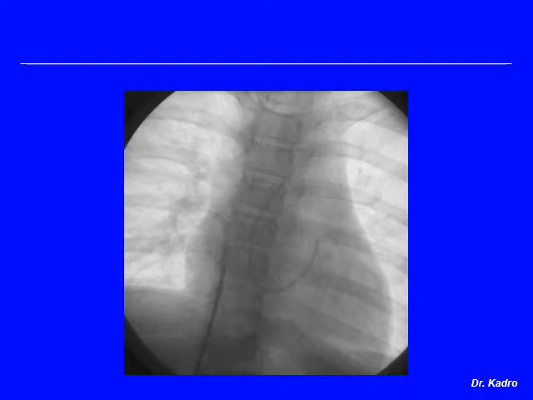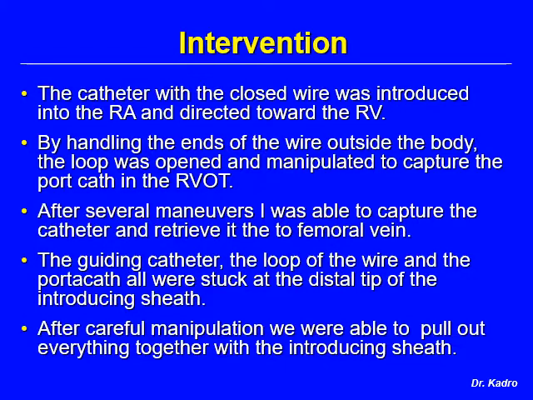So this fluoroscopy explains this is the guiding catheter, and you see 2 layers of wire inside it, and this is the portacath that we are planning to retrieve. The catheter with the closed wire was introduced to the right atrium and directed toward the right ventricle.